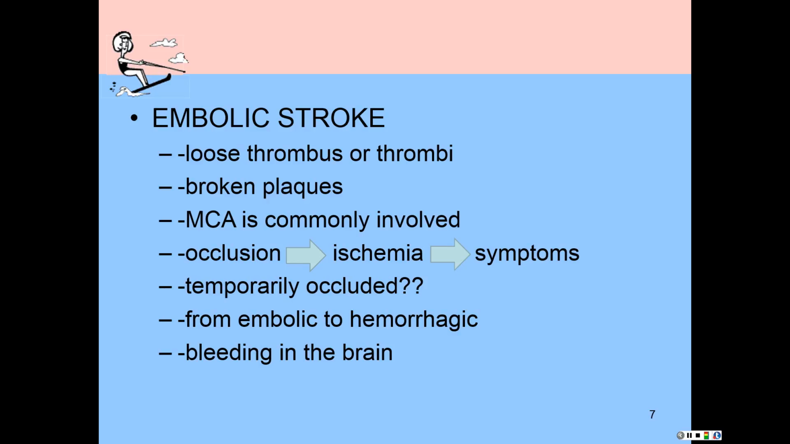A stroke that starts out as an embolic stroke can also convert into a hemorrhagic stroke. This happens because of the ischemic damage that is sustained in the arterial vessel walls, and then the vessel becomes weakened and ruptures. When this happens, it causes bleeding to occur directly into the brain.